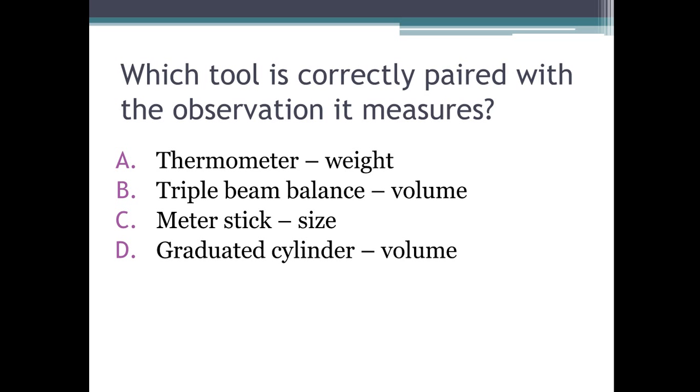So if we take a look at this, the correct answer is the graduated cylinder and volume. A and B are both mislabeled for what they measure, and C is actually very important to know the difference between size and something like length. Size is difficult to measure because it's not a specific measurement, whereas perhaps length could have been correct.